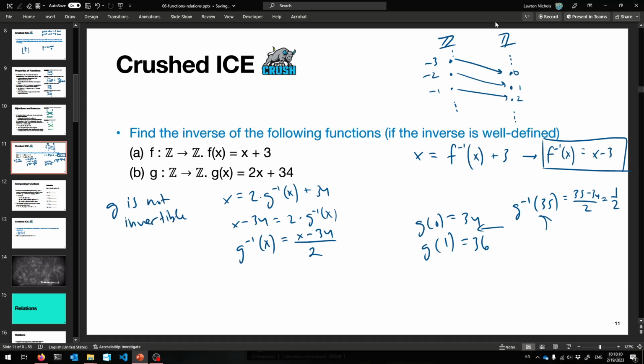And I hope that makes enough sense. That's how I want you to think about it. Is it 1-to-1? Is it onto? This one was 1-to-1, but it's not onto. So you can't invert it. Okay?